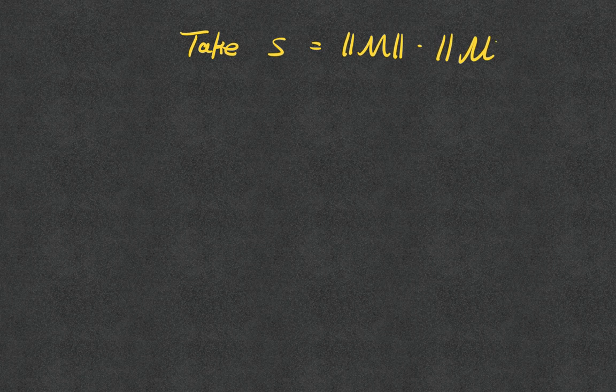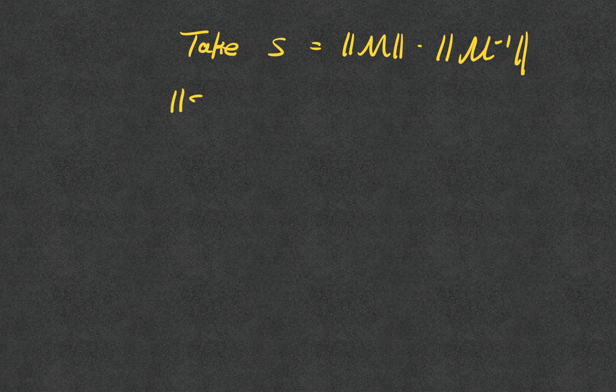Okay, so now take S equals the matrix norm of M times the matrix norm of the inverse. By the way, S is not equal to 1. I hope you can see that. M times M inverse is actually equal to the identity matrix, but these two norms are not necessarily equal to 1 all the time. It could be, but it's not necessarily always the case.